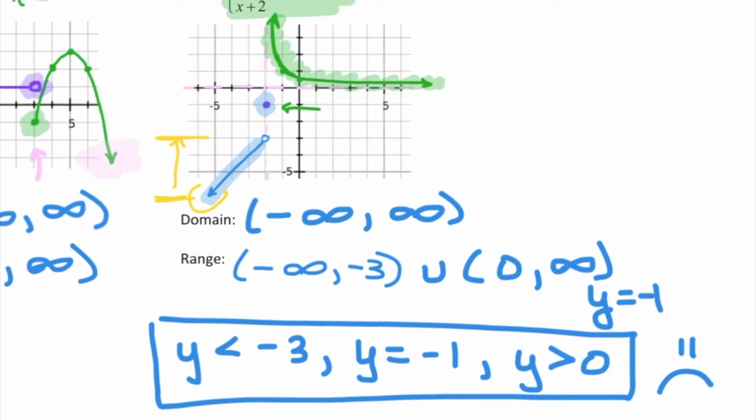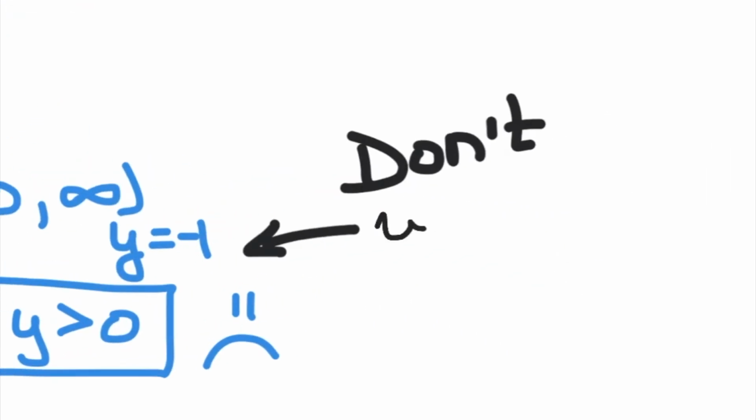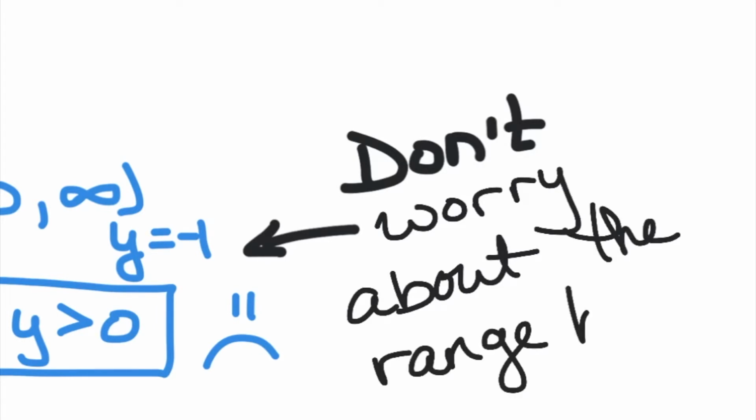Bleh. Don't worry about the range here. I'm going to get my black ink, and I'm going to say, don't do this. Don't do the range here. Don't you worry about a thing. Don't worry about the range. Okay.